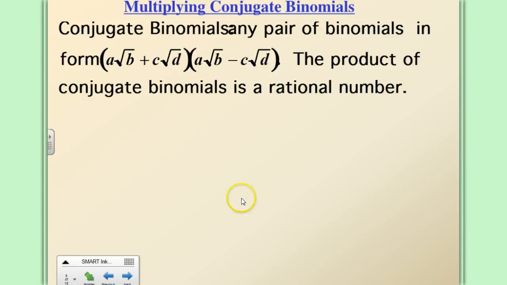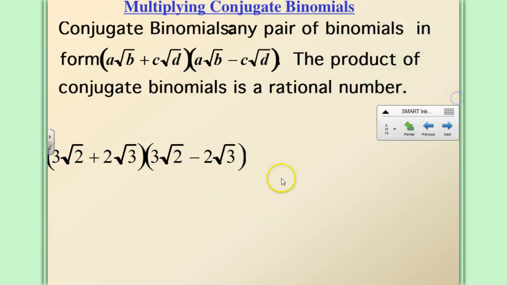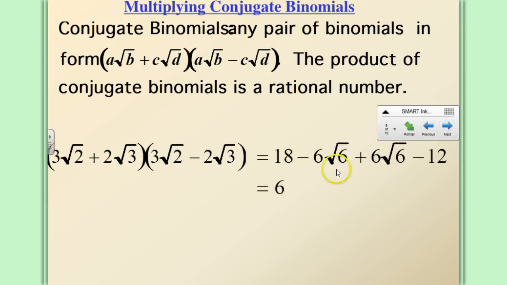The last thing is there's some special terms called conjugates, and boy, are they ever special. They do something really cool. We saw these when we did polynomials, and they were called difference of squares, right? Right. So when you multiply these two together, something special happens.